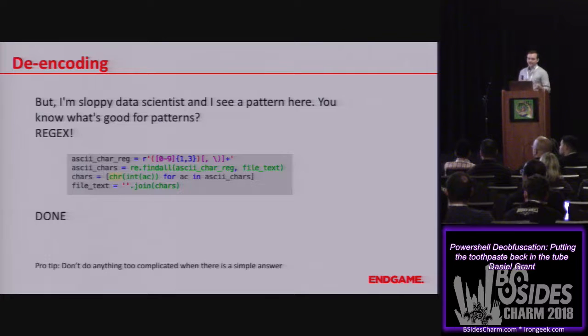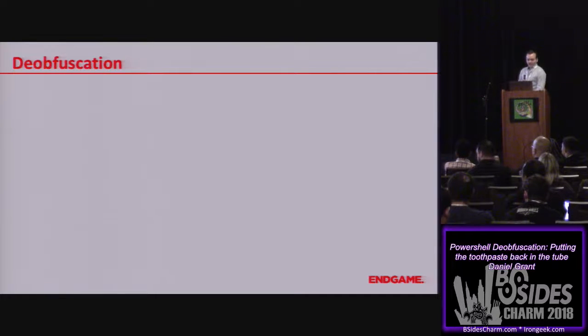To be fair, hex is a little different because it has a different inline structure, or end of line structure. And there are some other things that Invoke-Obfuscation does, like creating split variables, that can make this harder, but that's adding 5 or 10 lines of code, so it's not really too bad. And in life, my pro tip is don't do anything too complicated when there's a simple answer.